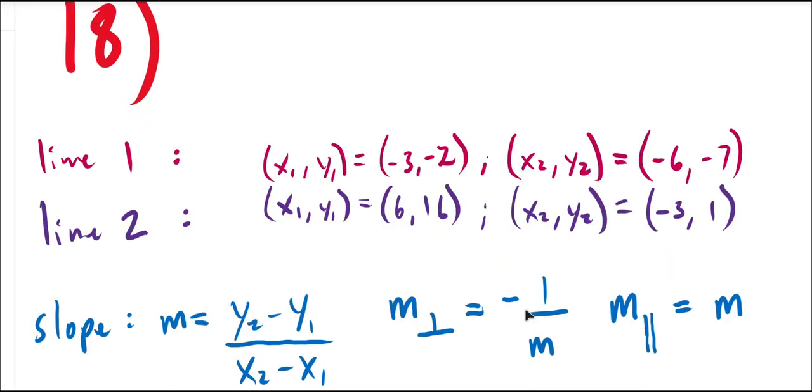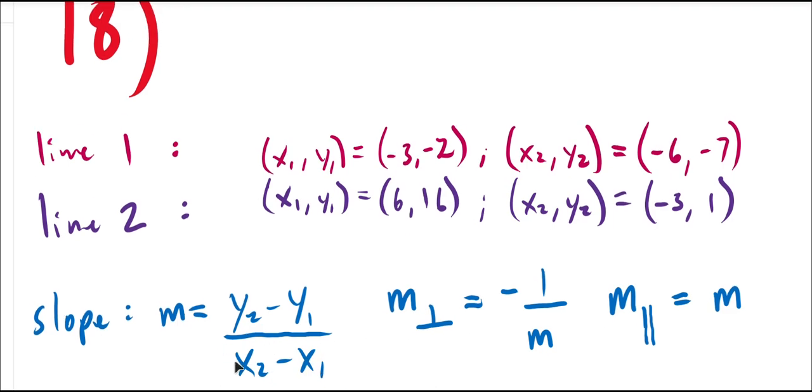We need to know the following things about slopes. We need to know how to calculate them from 2 points, which is you take the difference of their y values and divide by the difference of their x values. This needs to be done pairwise in the sense that these 2's line up, these 1's line up, although it doesn't actually matter if you do y1 minus y2, but you'd have to do x1 minus x2 to balance.